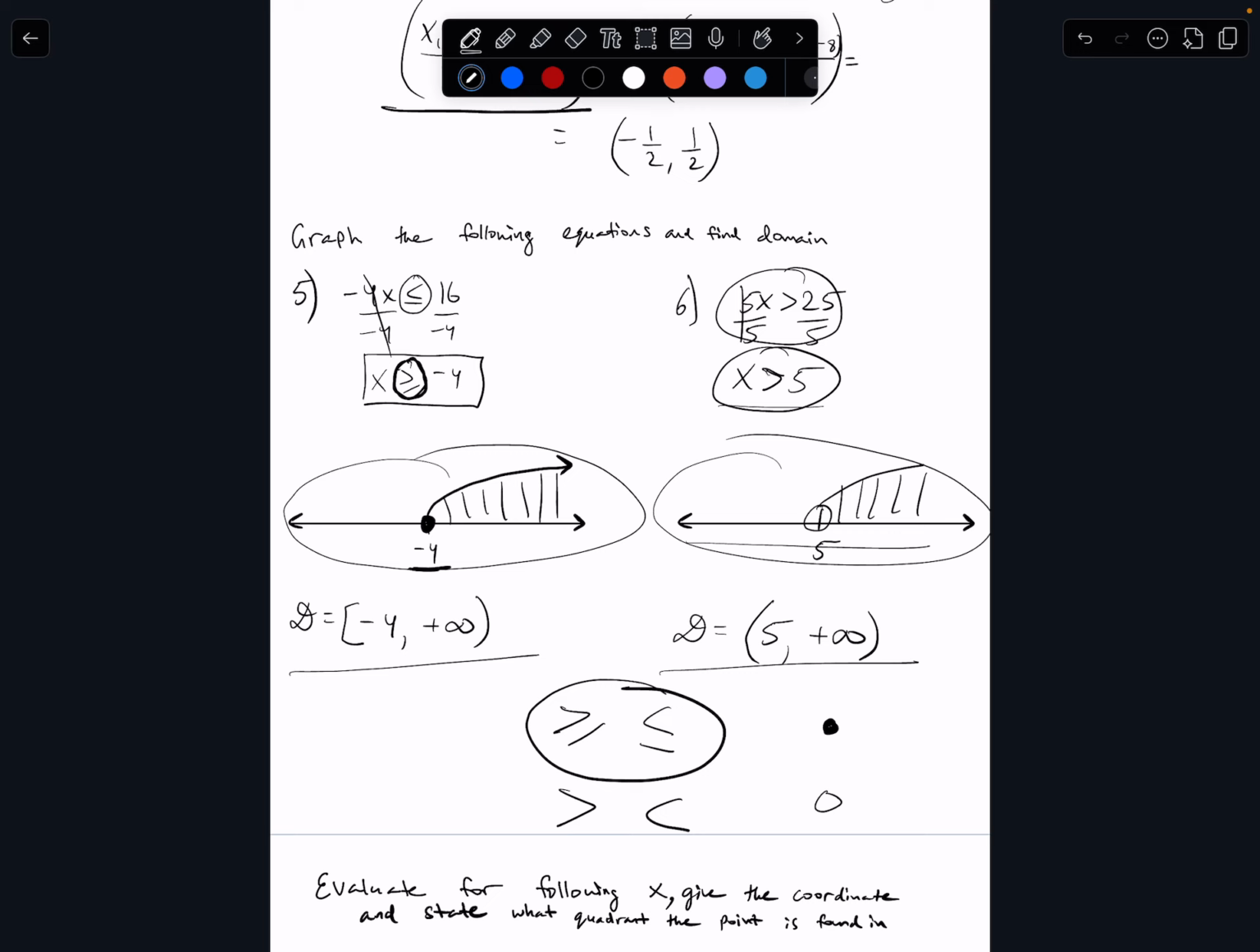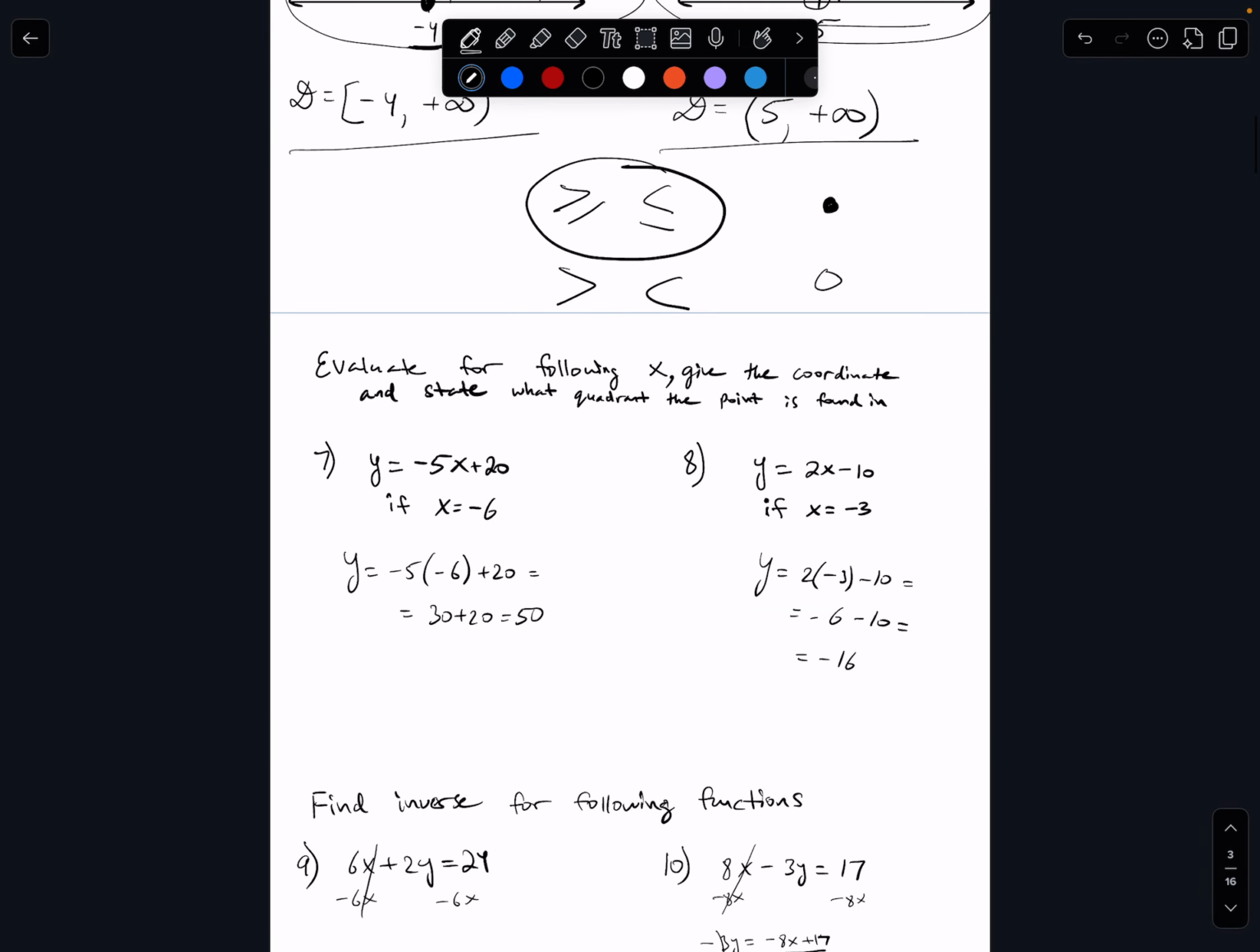Remember, anything greater, you'll go to the right. Anything less, you'll go to the left, to the other side. So it's just a matter of what you have. Now remember, if you're multiplying or dividing both sides by a negative number, you will have to change the direction of the sign. So please don't forget that.